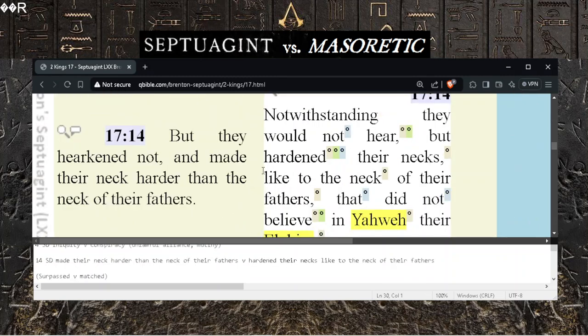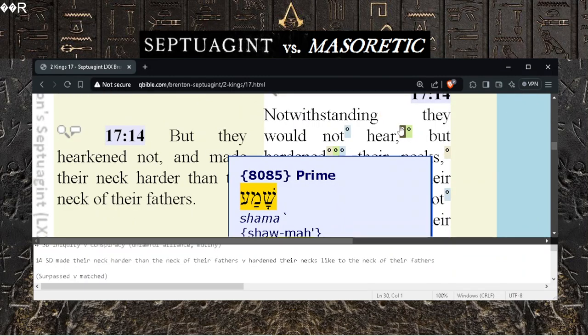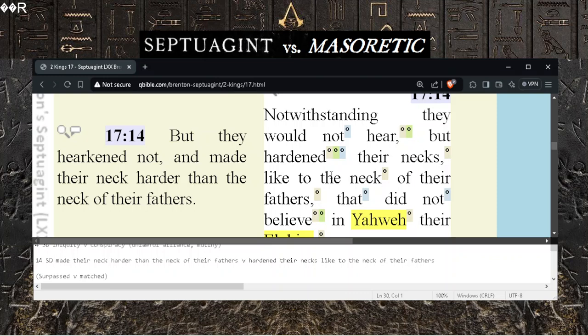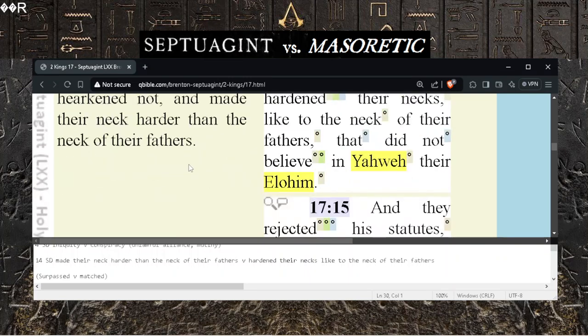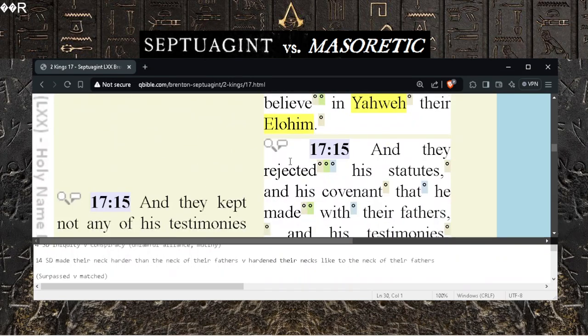Verse 14, this is significant because in the Masoretic, it mentions that they hardened their necks, like to the neck of their fathers. So they matched the stubbornness of their fathers. Not so in the Septuagint. This is one of the rare instances where Israel is depicted as worse. And we see that here. They listened not, they hearkened not, and made their neck harder than the neck of their fathers. So they surpassed the stubbornness of their fathers.